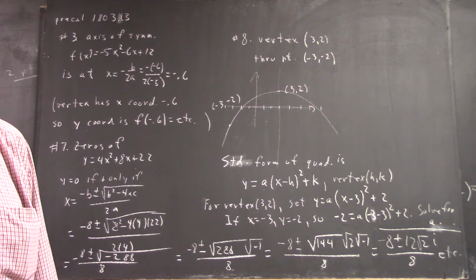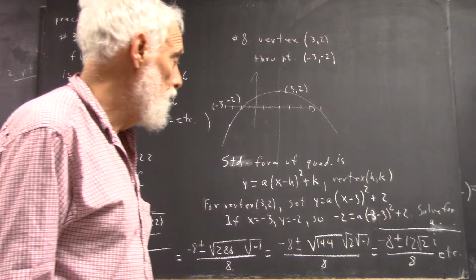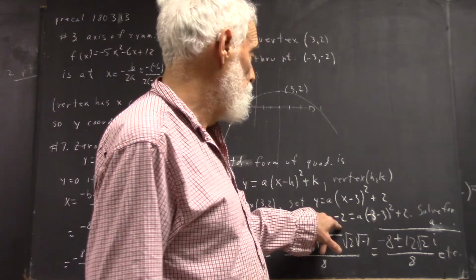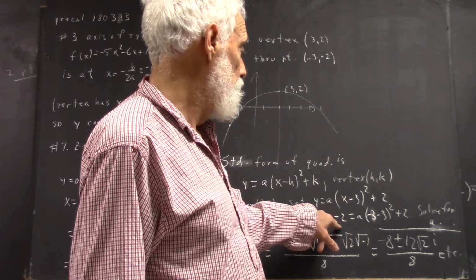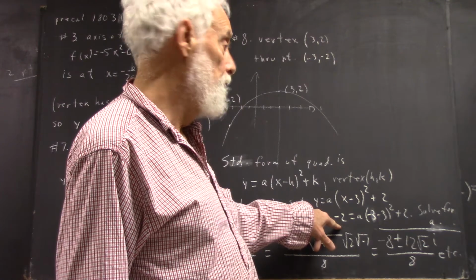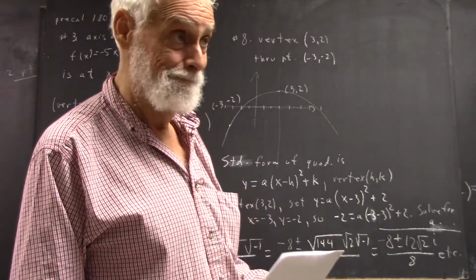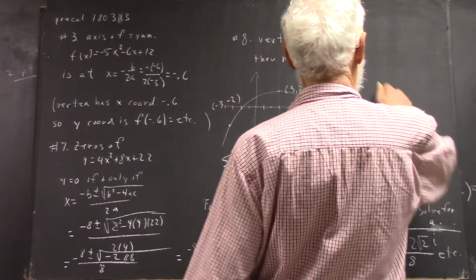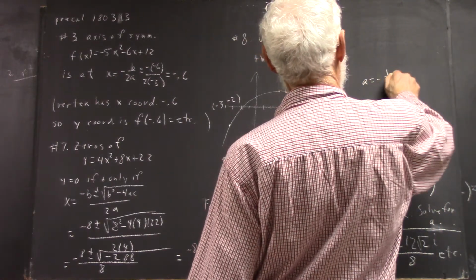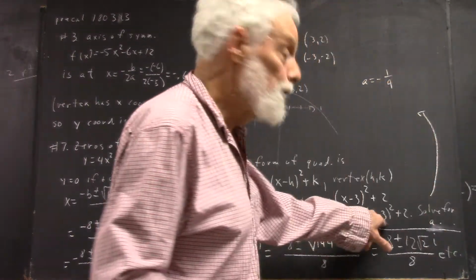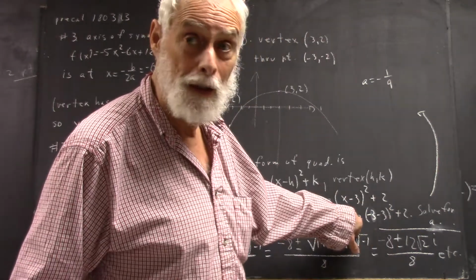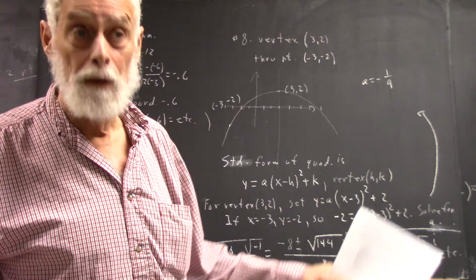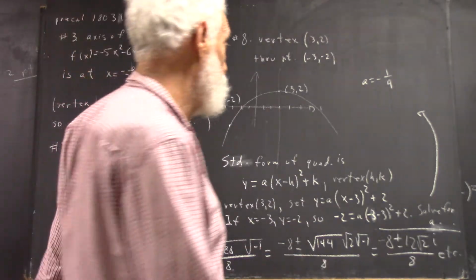That's pretty easy. That's going to be 36. And you're going to subtract 2 from both sides. So you're going to get a equals negative 1/9. Now, everybody can solve this equation for a. And if you do it right, I think you get negative 1/9. If I'm wrong, solve it right and fix what I say.